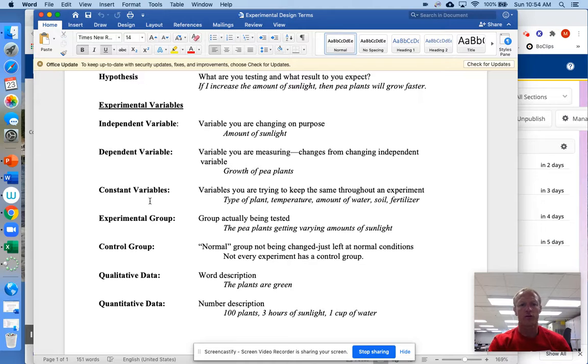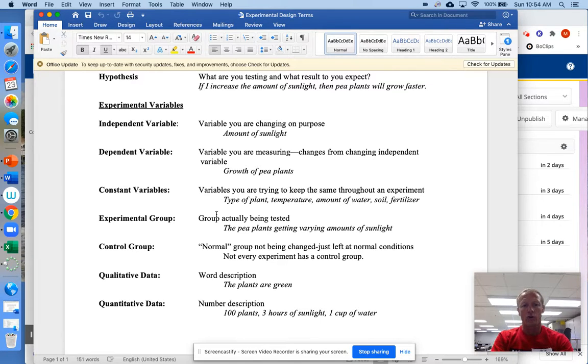Constant variables, just like the word sounds, things that do not change. So things you're trying to keep the same. So in this experiment, you'd want to keep the types of plants, the temperature, amount of water that they get, the soil, fertilizer. There'd be a whole bunch of things you want to keep the same. So you're only changing sunlight. So you know how the sunlight affects it, not how temperature affects the growth of the plants or how water affects the growth of the plants.